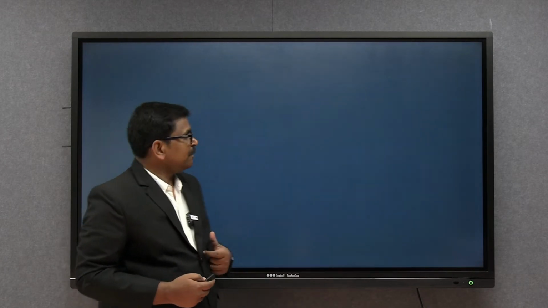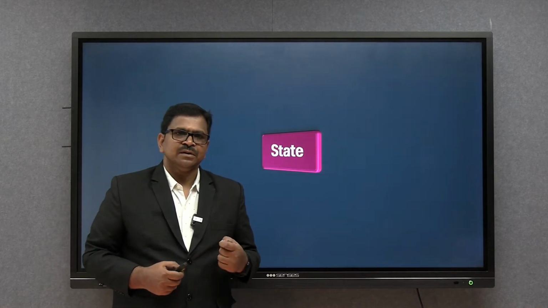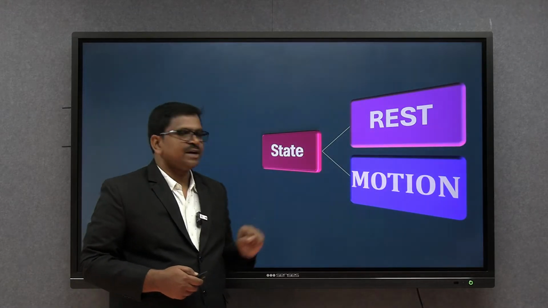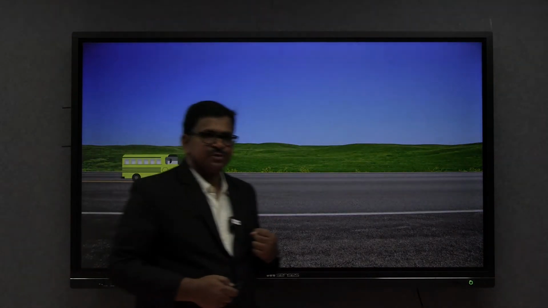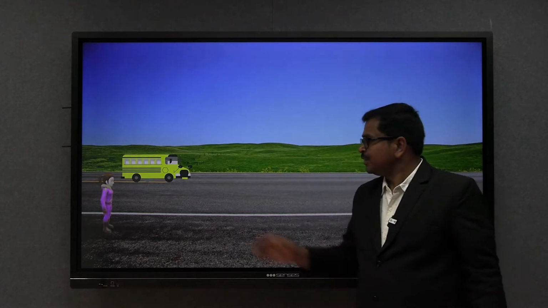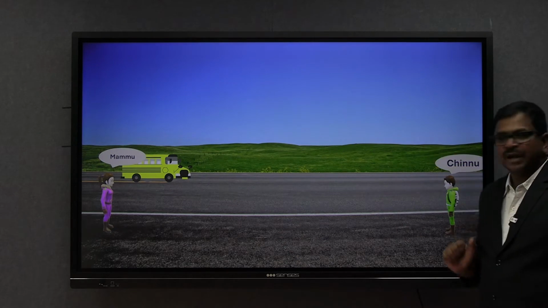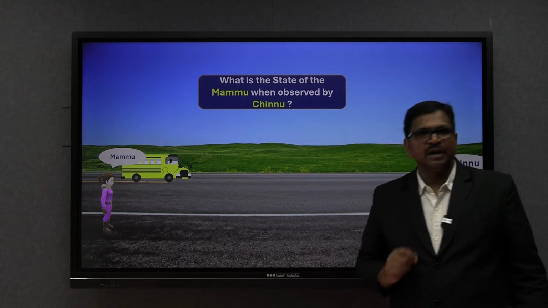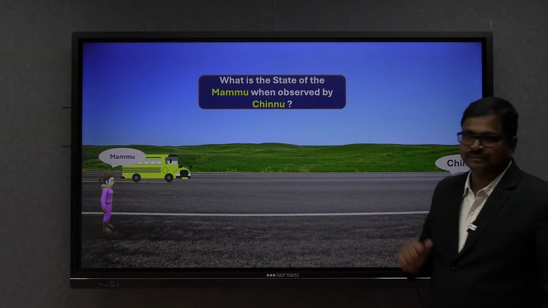To understand better about rest and motion, first of all, the state of the object is of two types, rest and motion. Again, to understand better about rest and motion, let us take an activity. In this activity, let us consider two characters. One is Mammu, another one is Chinnu. Here, Chinnu is observing Mammu. Now, what is the state of Mammu when observed by Chinnu?